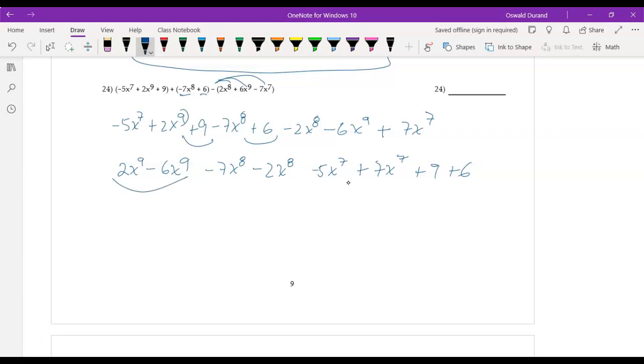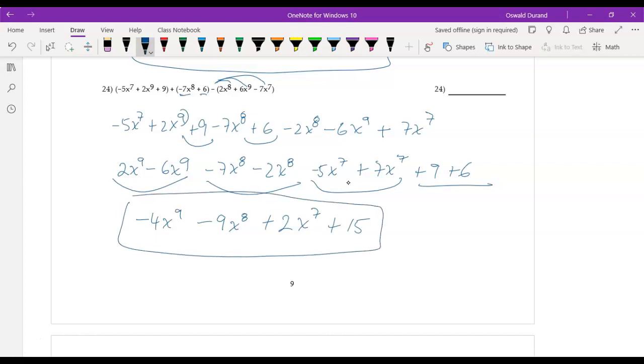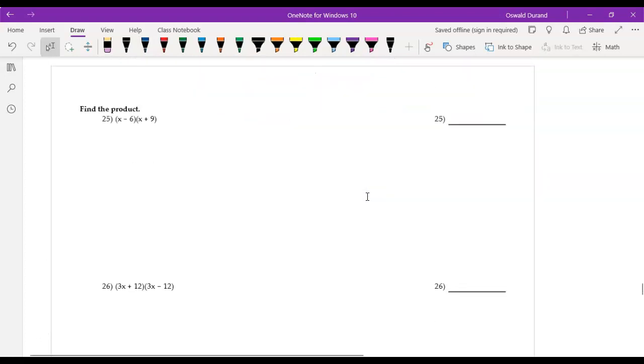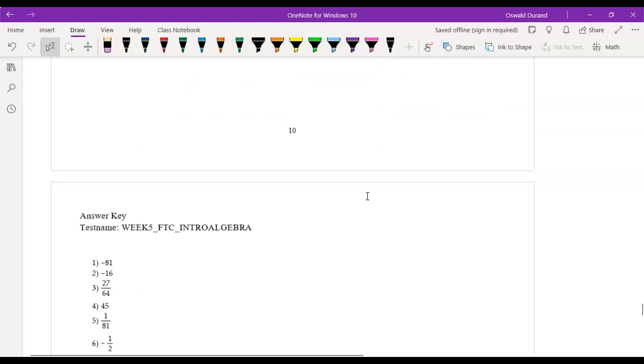And so, let's simplify. 2 minus 6 is negative 4, so negative 4x to the power of 9. Negative 7 minus 2 is negative 9, so negative 9x to the power of 8. Then this one here, negative 5 plus 7 is positive 2, positive 2x to the power of 7. And then plus 9 plus 6, plus 15. And that's it. Okay? So that was adding and subtracting. So now let's get to multiplying.